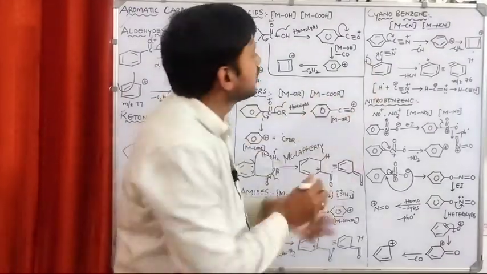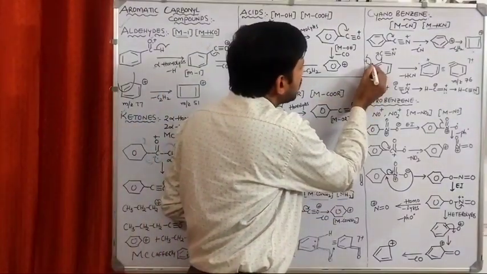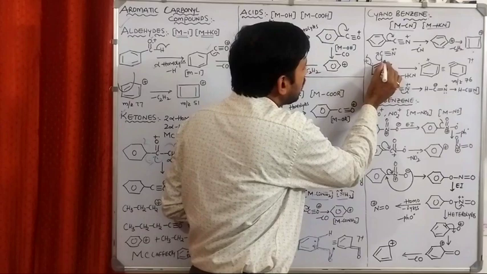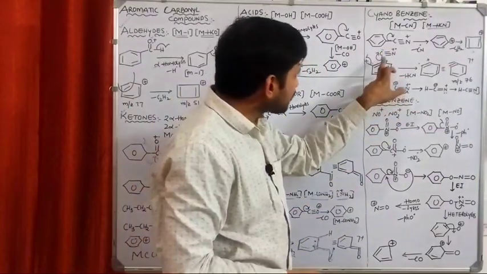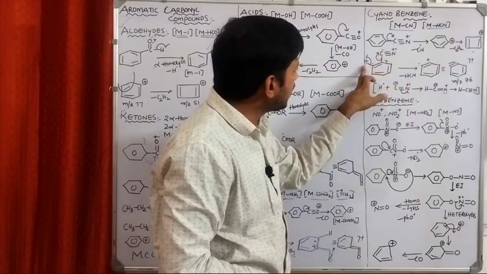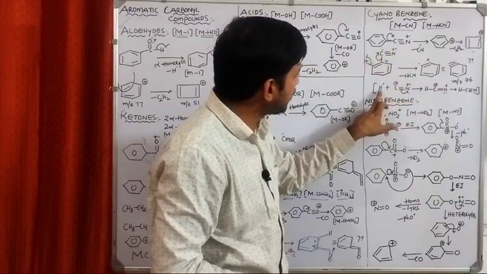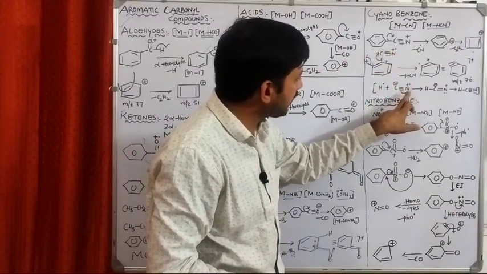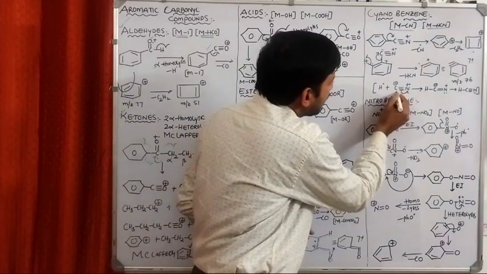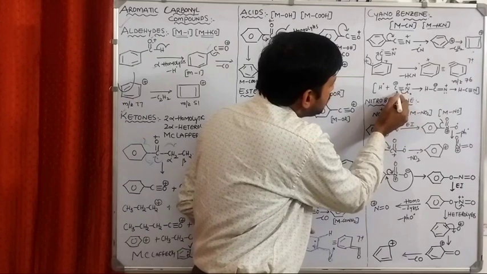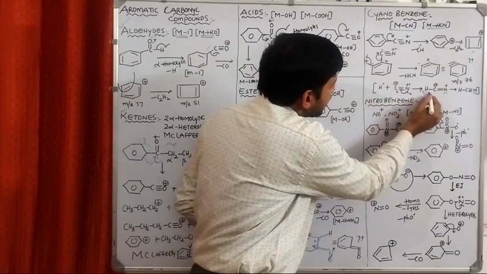Homolytic cleavage. The homolytic cleavage generates what? Radicals. The heterolytic cleavage generates what? Ions. So, C triple bond and H is removed in the form of HCN. See this one, H radical and C triple bond N radical. Here this is subjected to homolytic cleavage. That's why you are getting what? Two radicals.